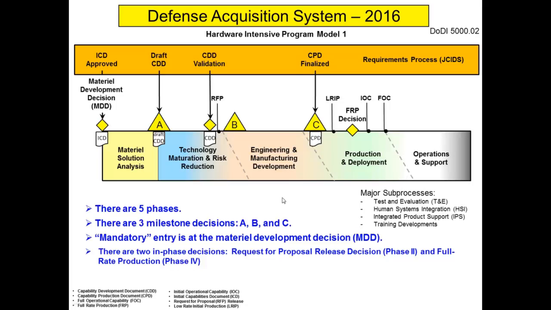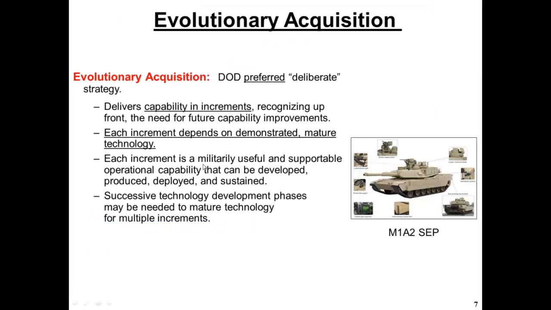5 phases laid out very well in your reading. 2 in-phase decisions: the release for proposal to send it out to industry to bid on the contract, and the full rate production is going to execute a lot of money and spend it right there. The Army does everything by evolutionary acquisition now.